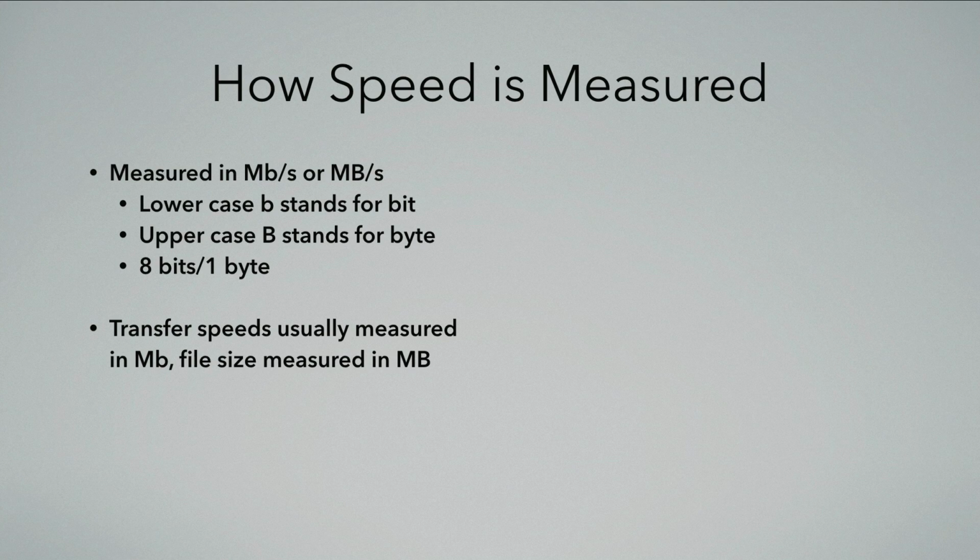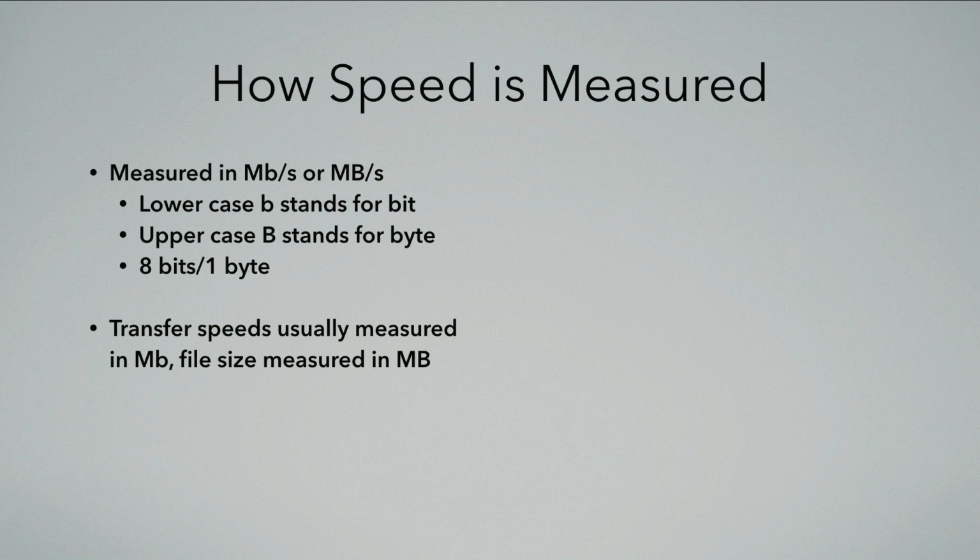File size is usually measured in bytes. So when you buy a hard drive, it's usually 150 gigabytes or 2 terabytes or something like that. You don't usually hear bits when you're talking about file size. So that's usually the distinction between the two. It's not a hard and fast distinction. Sometimes speed is measured in bytes.